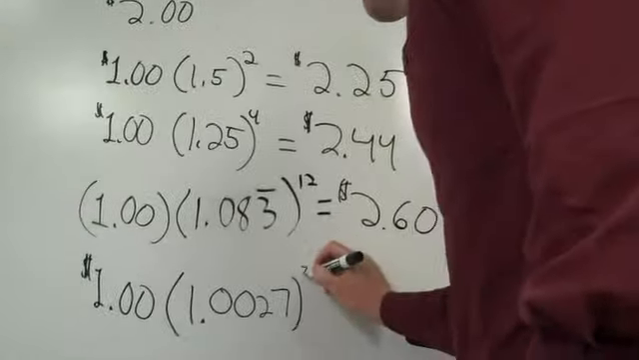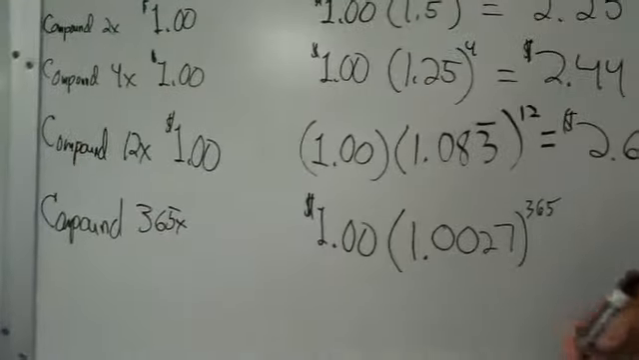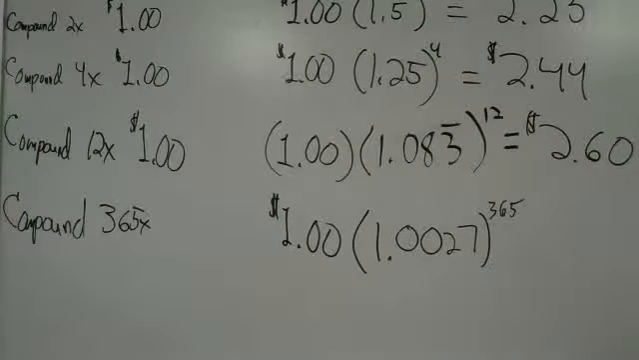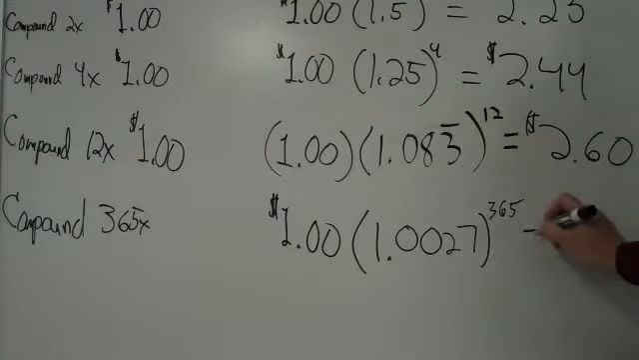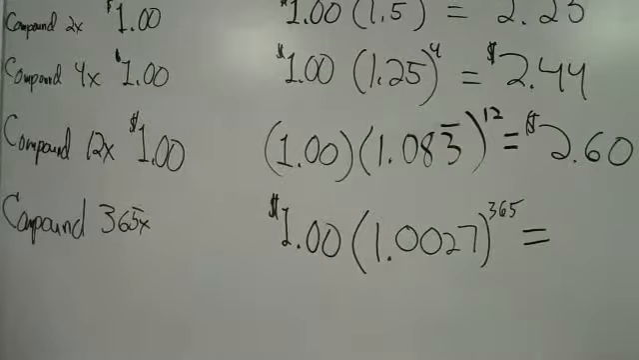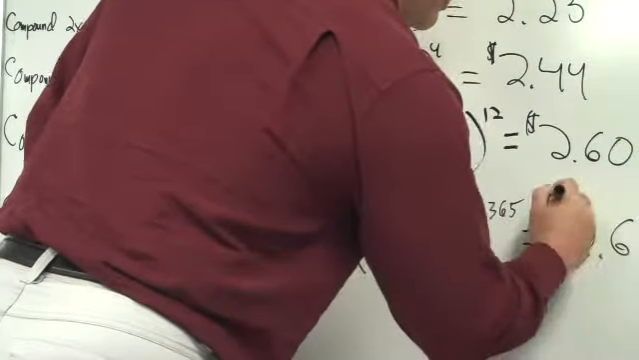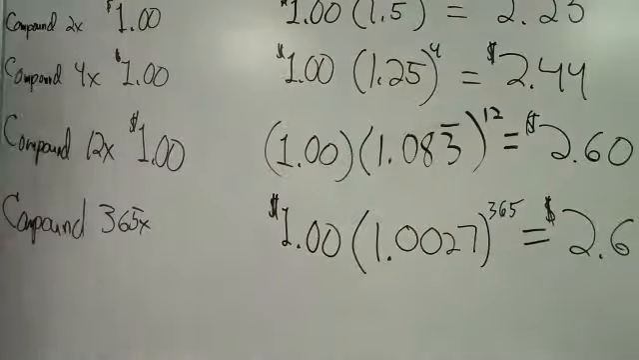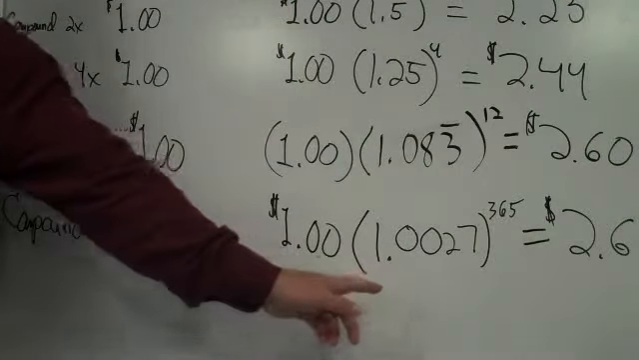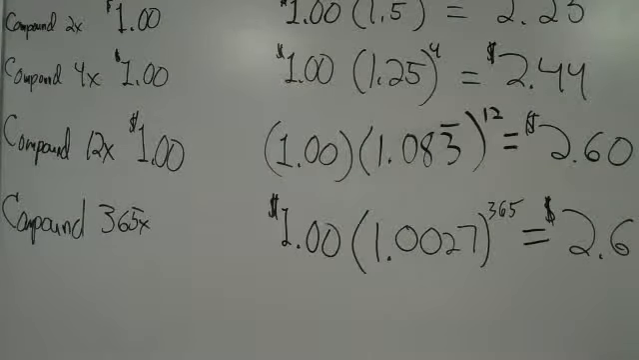Okay, now I need to multiply this by $1 365 times, every day. It's $0. So what am I going to get? No, it shouldn't be that. It's $1. $2.67. $2.67? Why did I? Because you didn't put the 1 in front of the 0.027. Yeah, it doesn't go away. Good call. Thank you.